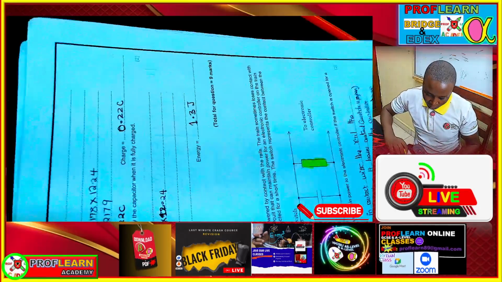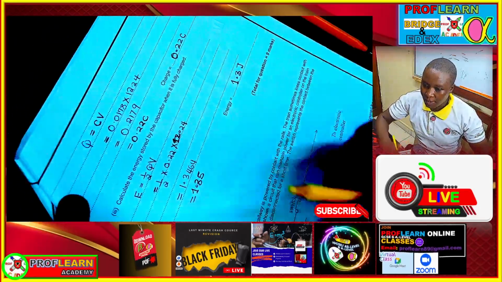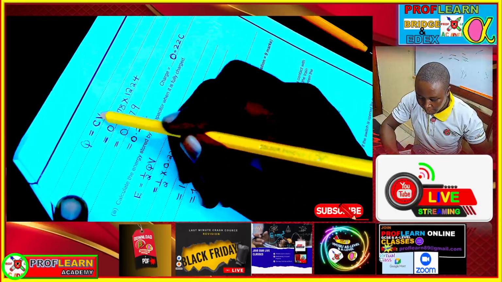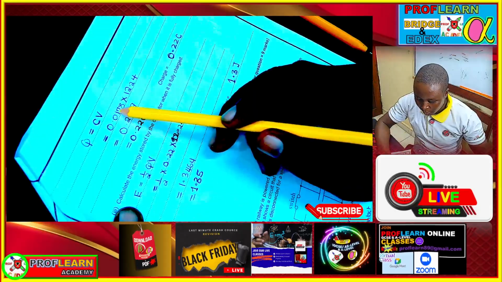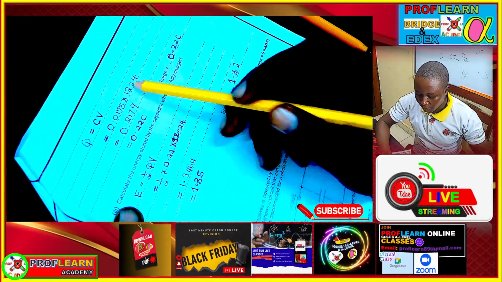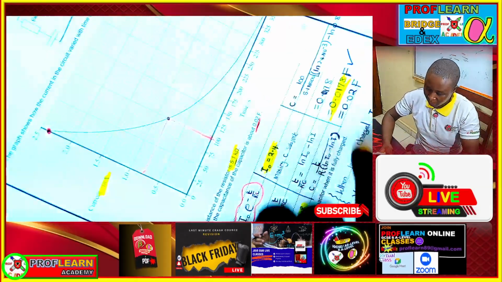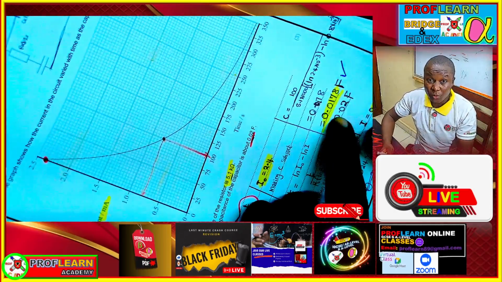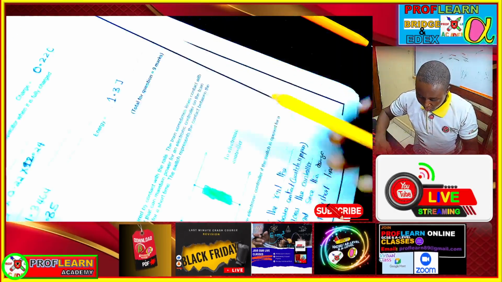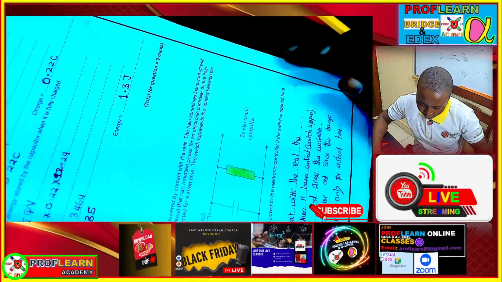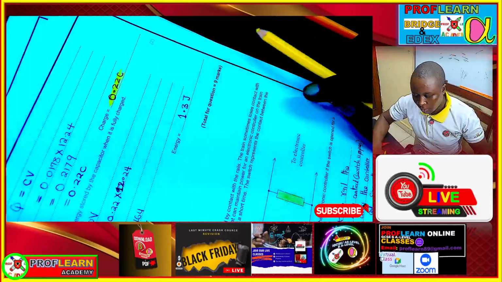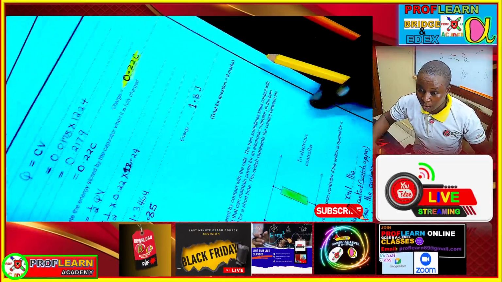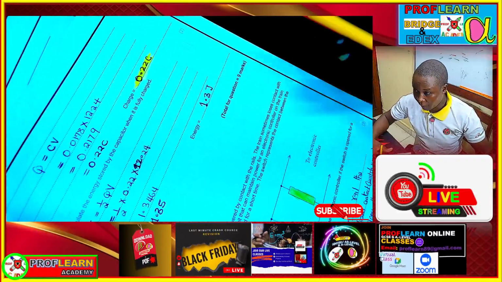Then once you have gotten that, you can now come here and employ this formula, capacitance times voltage, and this is going to be 0.0178 times 12.4, because we had already gotten the capacitance from the previous question. That's why we are doing that. And if you work it out, you are going to get 0.22 coulombs, and that is going to be the charge when fully charged.